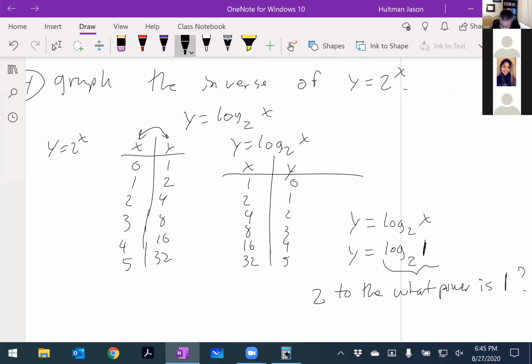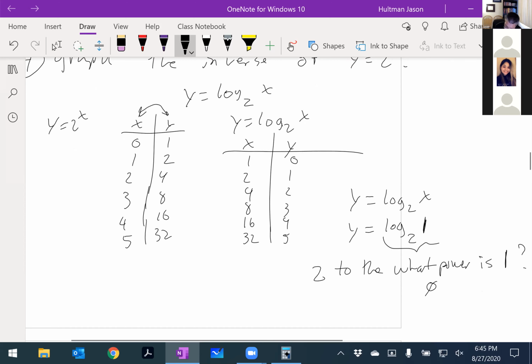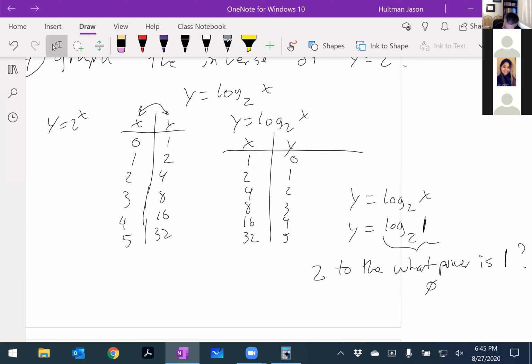Okay, because x is going to be 1 there. I'm going to plug that in. It says 2 to the what power is 1? Well, that's 0. Right? 2 to the 0 power. I'm looking for the exponent. A logarithm is an exponent. That's what I'm looking for. 2 to the what power is 1? And that's 0.